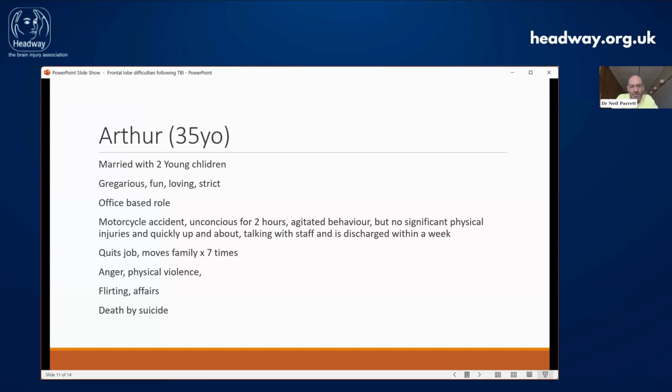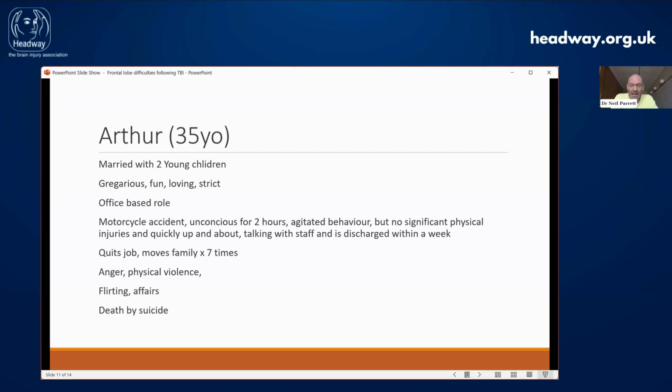Married with 2 young children, very gregarious, fun-loving, a man of his time, strict, but a sort of quintessential Englishman working in an office-based role. He had a motorbike accident, was unconscious for a couple of hours, presented with some agitated behaviour, but no significant physical injuries, good speech, and was quickly up and about and discharged.